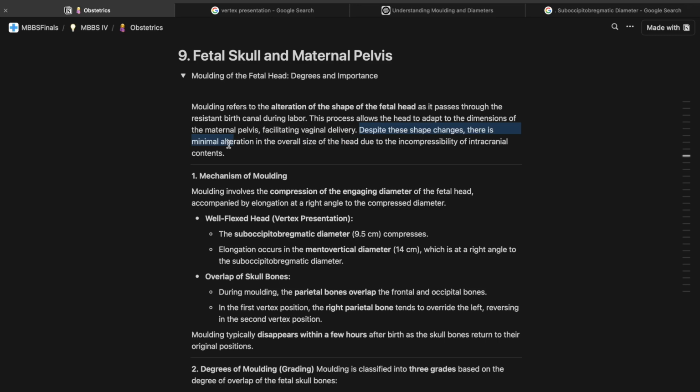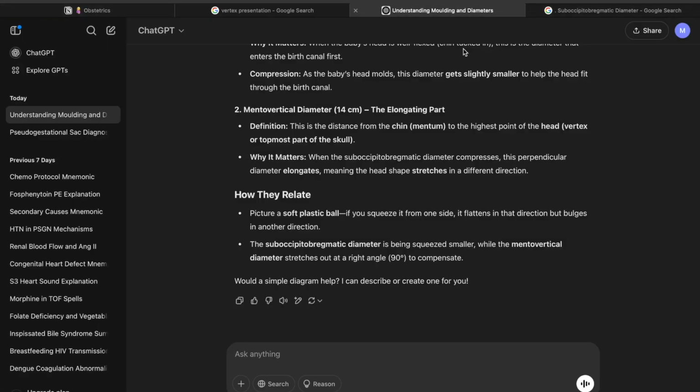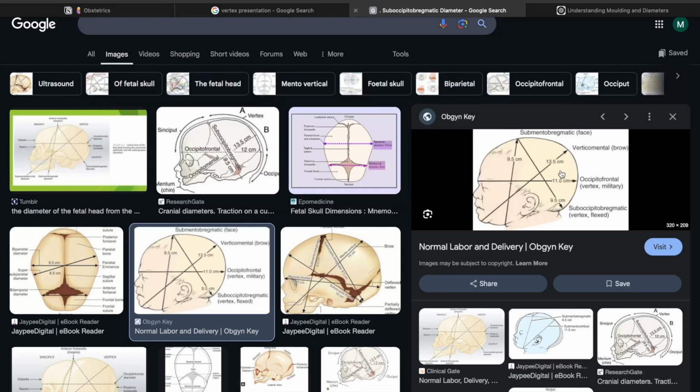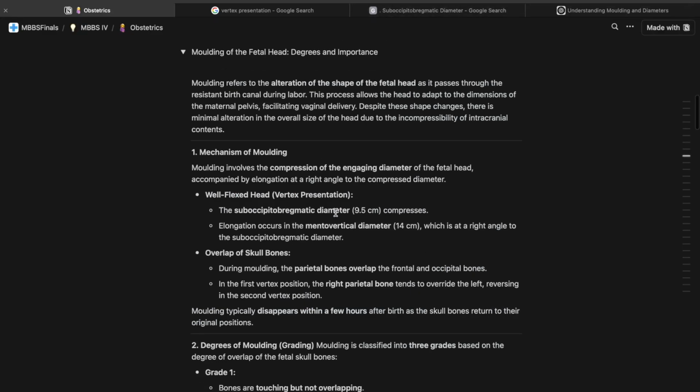Despite these changes, there is minimal alteration in the overall size of the head due to incompressibility of intracranial content. So as I mentioned, you can't just have a hole in the head from where blood or brain matter leaks out. Everything is inside. Because of that, the shape needs to change. So that shape change is equal to molding.